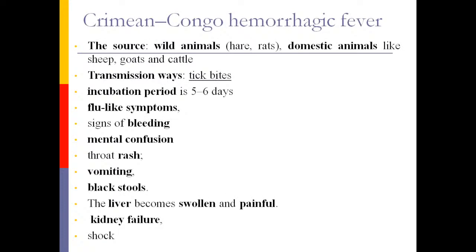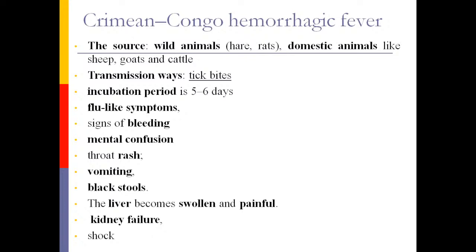Another disease that is caused by Bunya viruses, that is caused by nairoviruses, is Crimean Congo hemorrhagic fever. The source of disease are wild animals like hares or rats, and domestic animals like sheep, goats, and cattle. Transmission is through tick bites, biting of ticks from these animals. Incubation period is from 5 to 6 days.